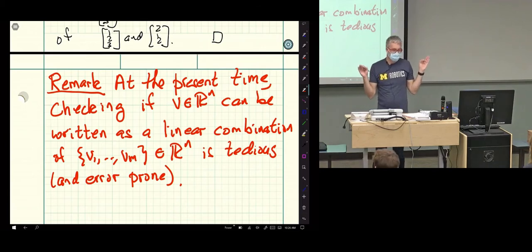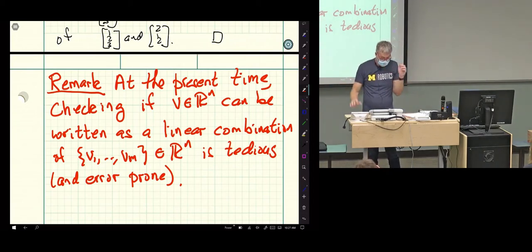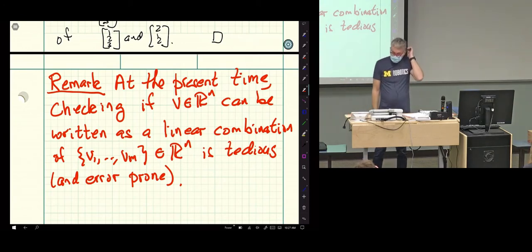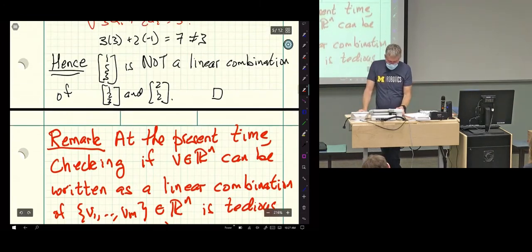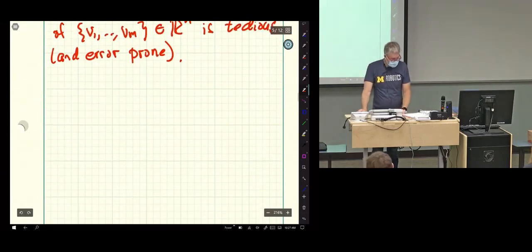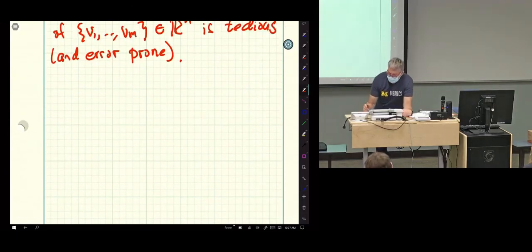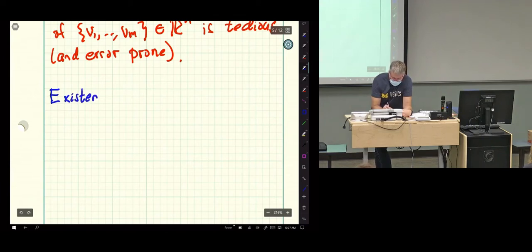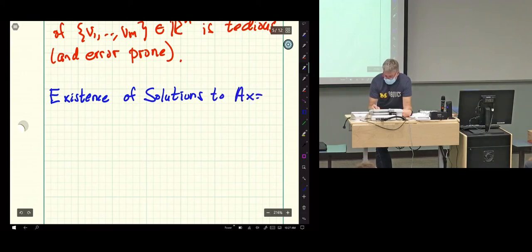All we're doing right now is we have a definition. Linear combinations are just putting 3 times one vector and 11 times another one, minus 17 times this one, and 1 over pi times the other one. Can we find a solution to that set of equations? Okay, so we want to come back and fix that up a little bit. But let's take advantage of what we have so far and relate it to existence of solutions to AX equals B.